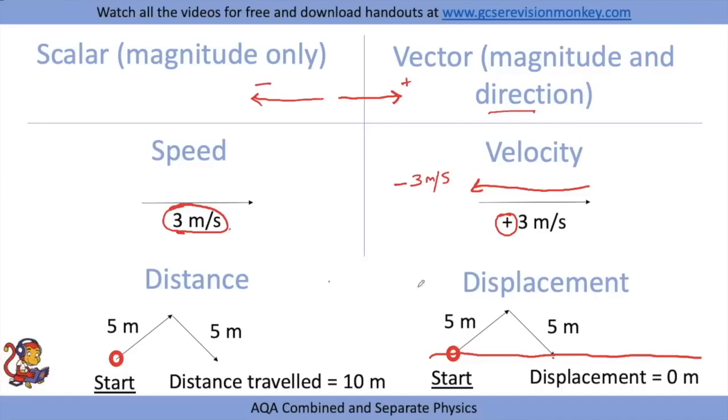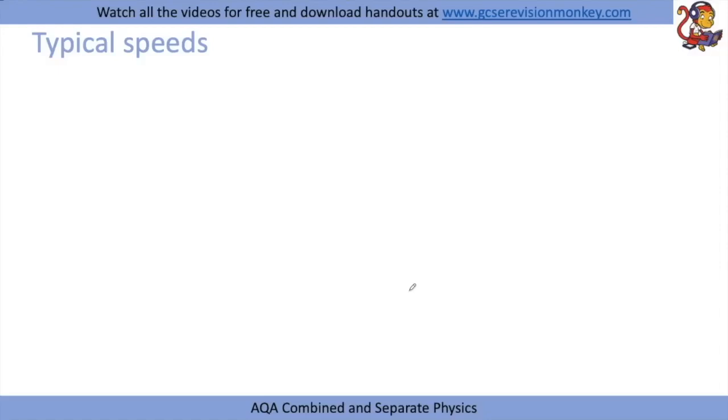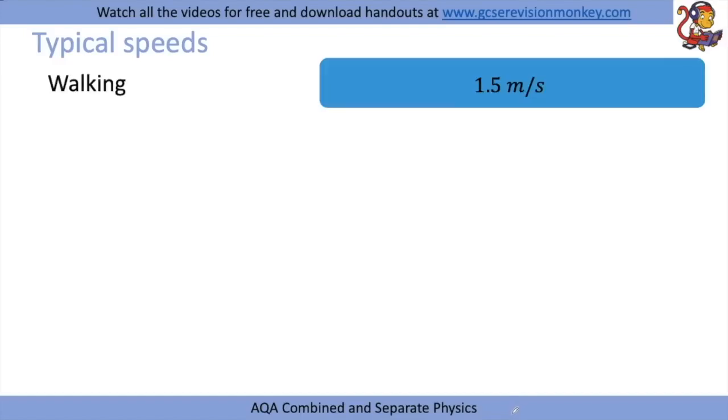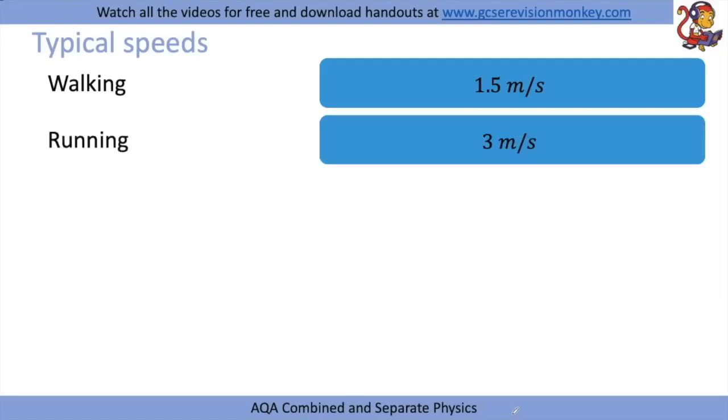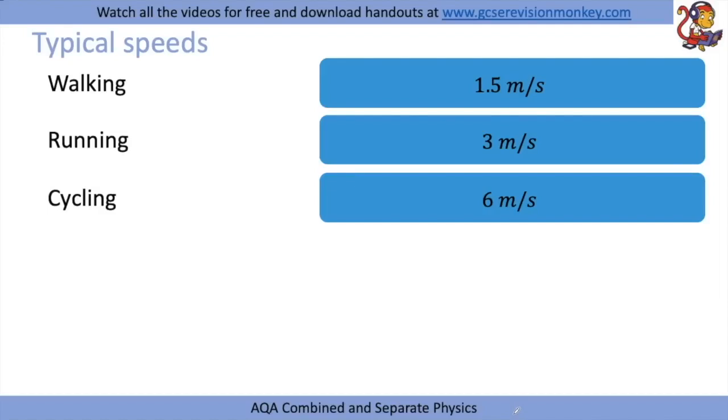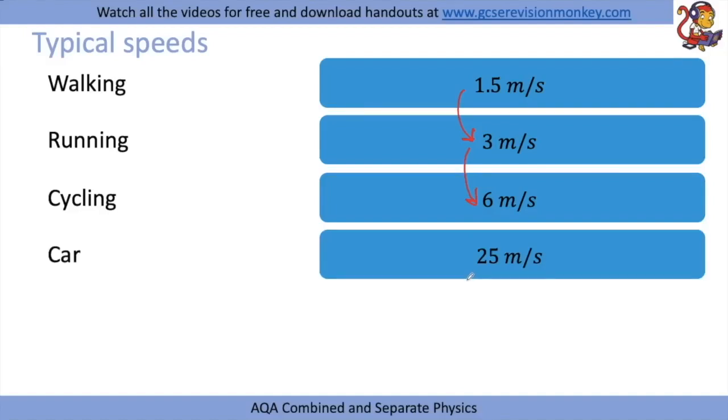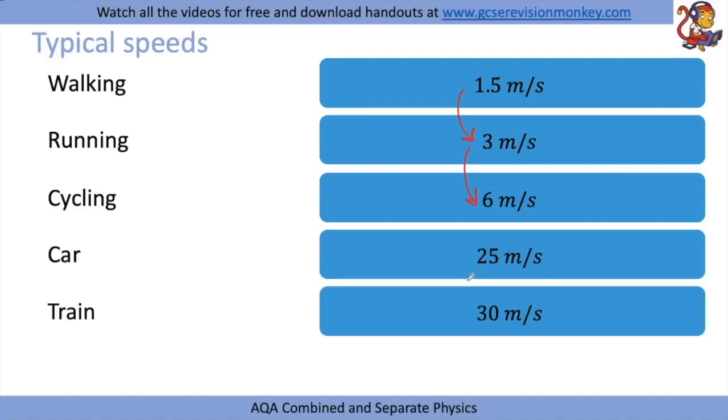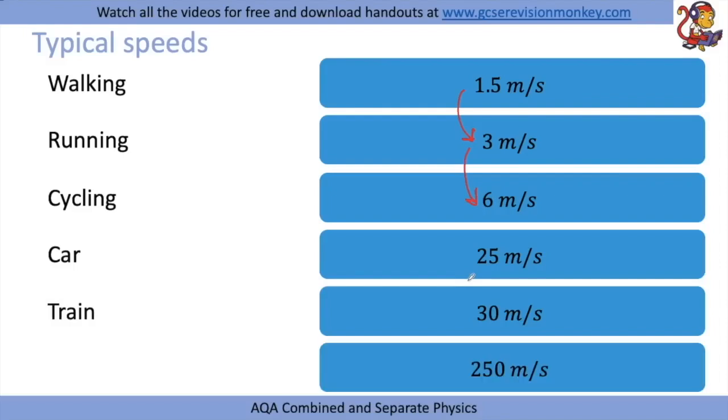You need to learn some typical speeds off by heart, so I suggest writing these down, having them on some revision cards to learn them. And these are walking, 1.5 meters per second, running, 3 meters per second, cycling, 6 meters per second. So if you remember walking, running, cycling, each time these are doubling up. These are typical speeds. And then you also need to know for some other modes of transport, which is a car, 25 meters per second, a train, 30 meters per second, and an aeroplane, 250 meters per second.